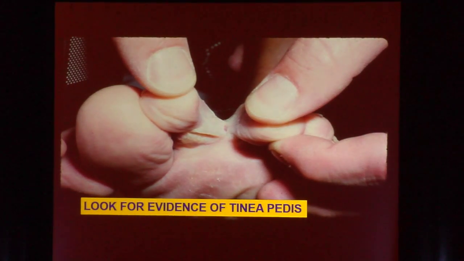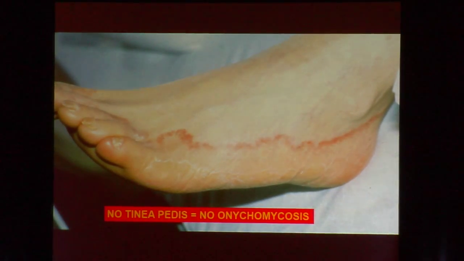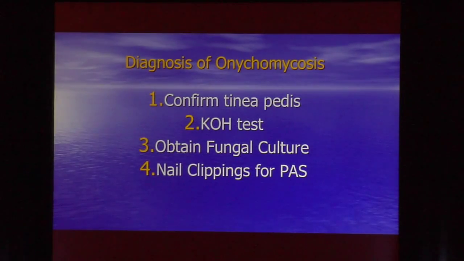So, when you go to figure out how to diagnose the patient, the first thing you need to do is look for tinea pedis. So look in the toe web and look at the bottom of the feet. If they don't have tinea pedis, they probably don't have onychomycosis, with a couple exceptions. Maybe they had tinea pedis and treated it before. That's quite possible. Or two, perhaps they had a pedicure, and the instruments used to clip the nail were contaminated. So the fungus was inoculated into the nail by contaminated instruments. So that could be one explanation for onychomycosis without tinea pedis.